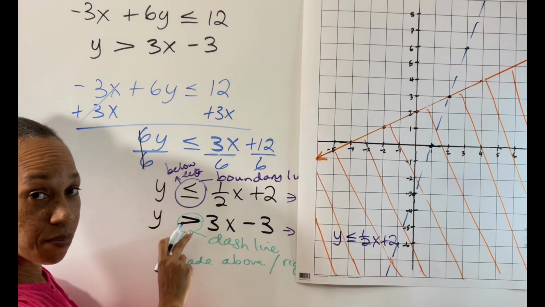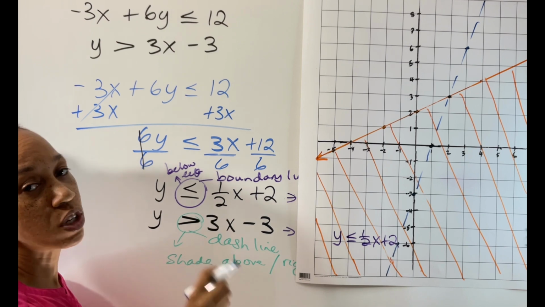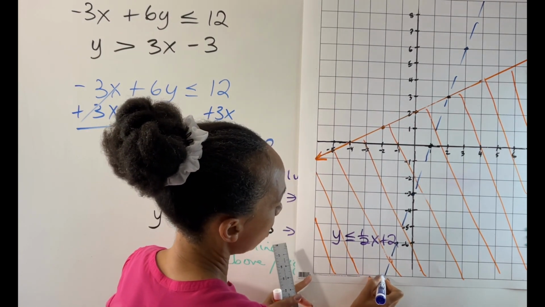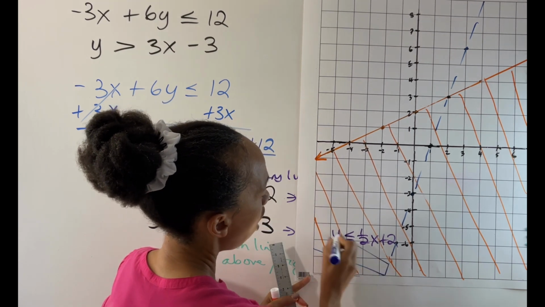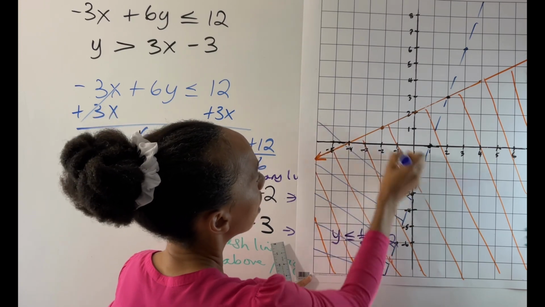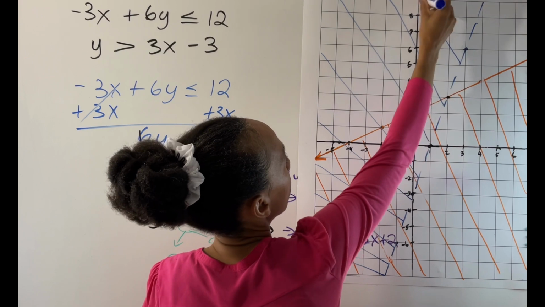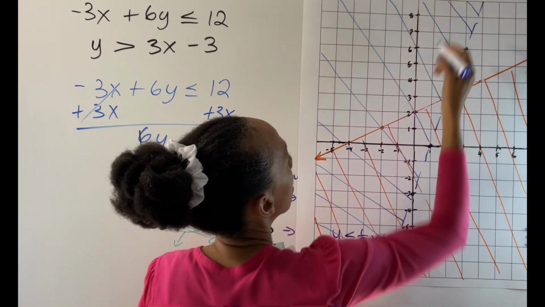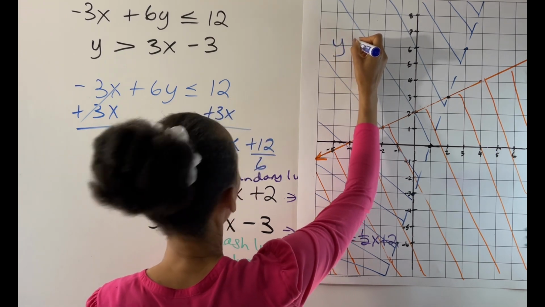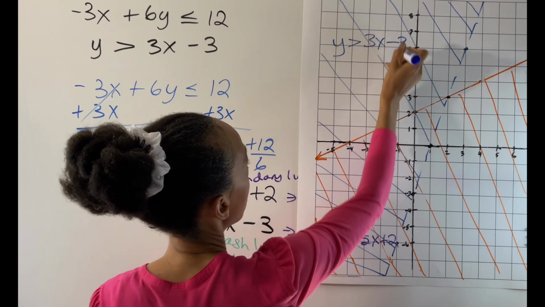The inequality symbol is greater than, meaning that you are going to shade above or to the right. We are going to shade above the line, or what we call to the right, and in order to do that, I'm going to the edge of the grid line, and I'm going to have this just like that. And you can write your inequalities here, which would be y is greater than 3x minus 3.